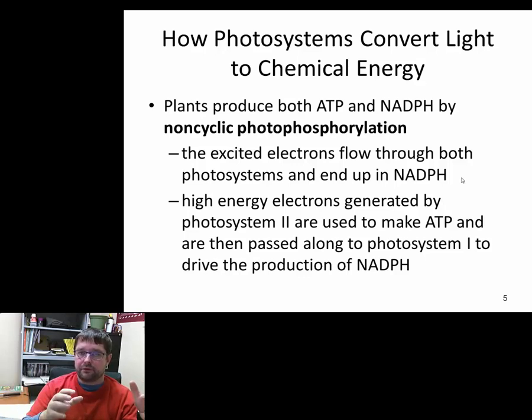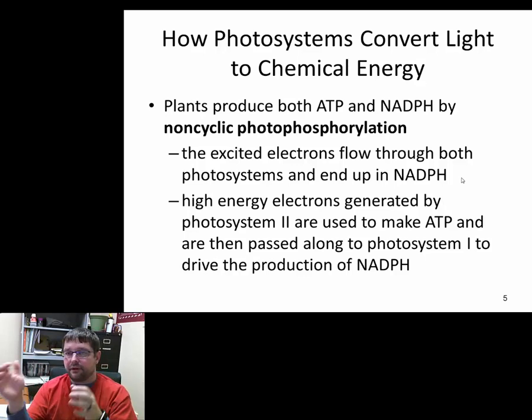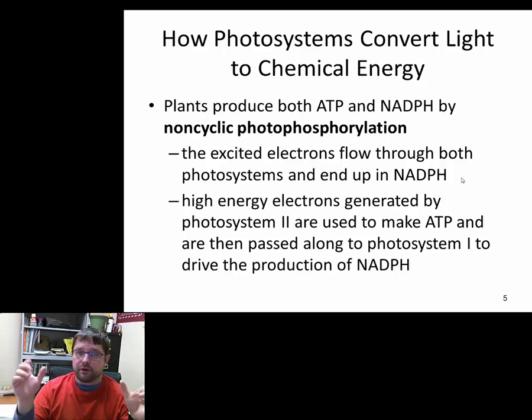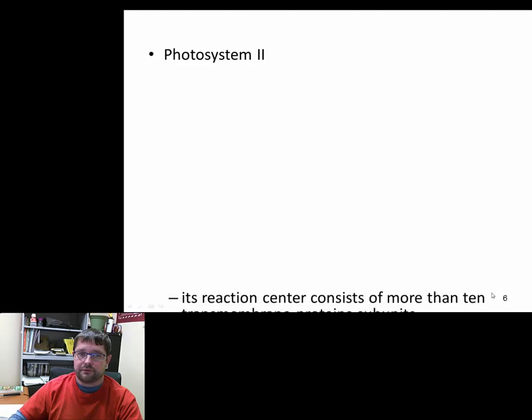Then the ATP molecules and the NADPH molecules can be utilized in what we call the Calvin cycle, or the building of carbohydrates. And so both those products, the product from photosystem 2 is ATP, the product from photosystem 1 is NADPH. Both those products are utilized in the Calvin cycle. And we'll get to the Calvin cycle next lecture. All right, so let's go into a little more detail in Photosystem II.